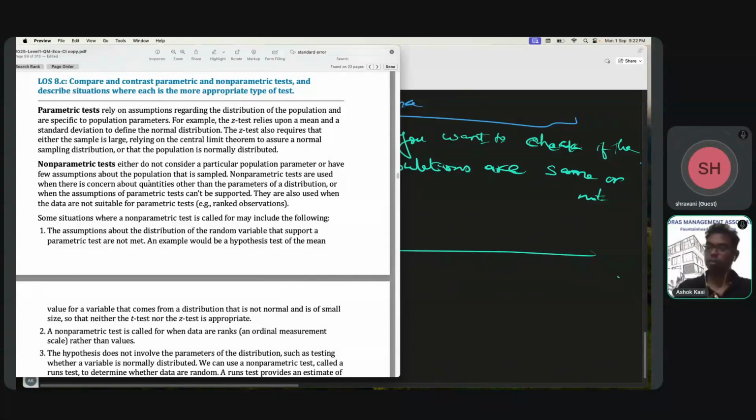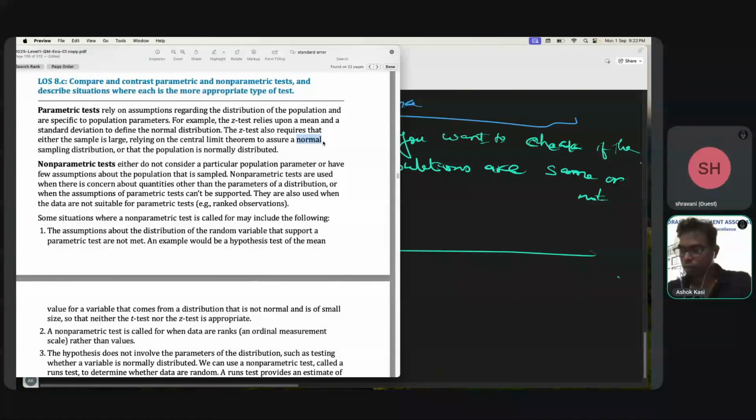You can simply remember that parametric test means test done on normal distributions, on data distributed normally. When you use that, it is parametric test. If it is non-normal, the rest all will come under non-parametric.